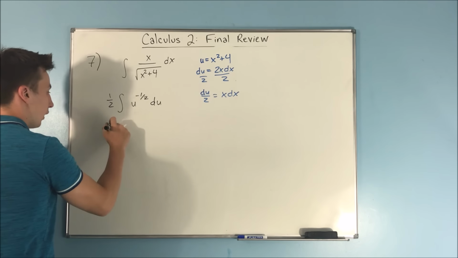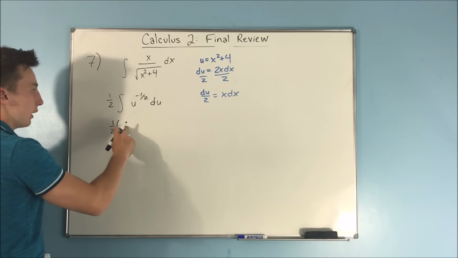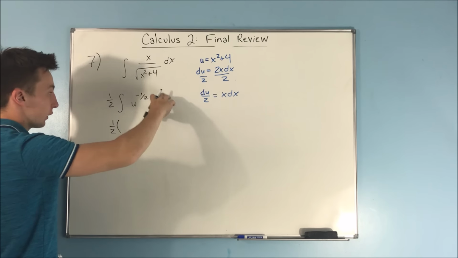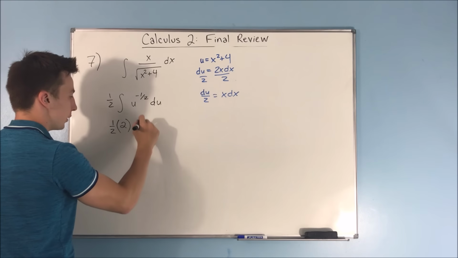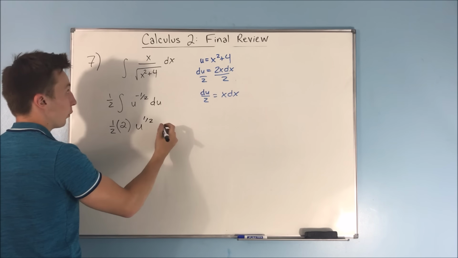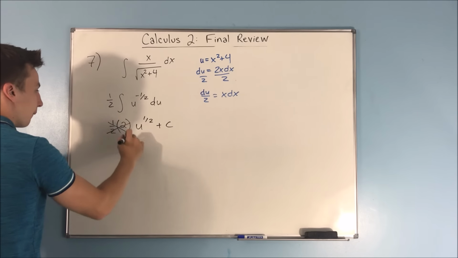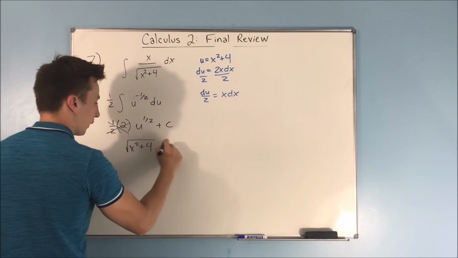So integrating here, we're going to get 1/2 times, well, we raise negative 1/2 by 1, which gives us 1/2. We flip it and multiply, so we get 2 here times u to the 1/2, and that'll be plus c, because this is an indefinite integral. So this goes away, and you're left with rad x squared plus 4 plus c.